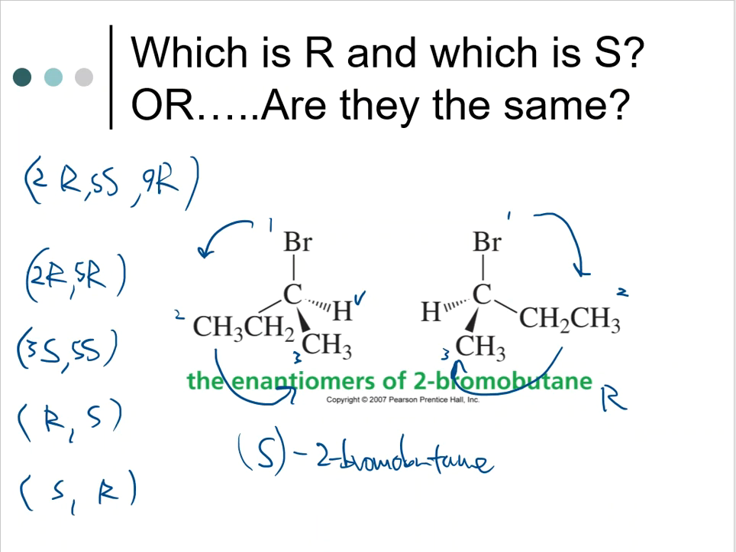But because of that, there is another system at play. And we've got to figure out how we interpret that system as well as the R and S system. So what is this new system going to be called? Well, we've already mentioned it. This is going to be called the Fischer projection, right?